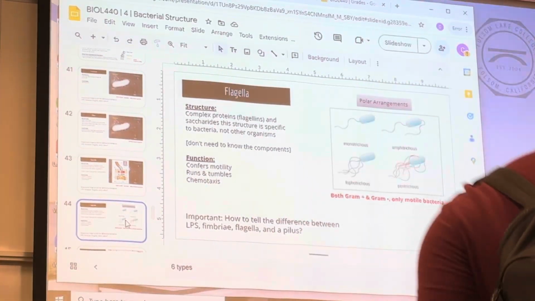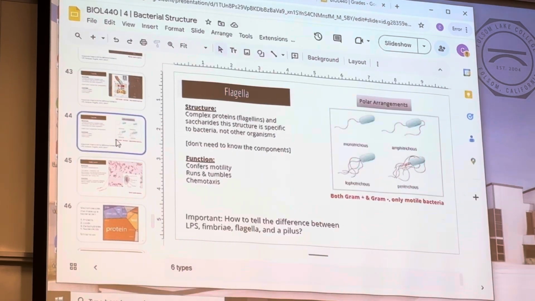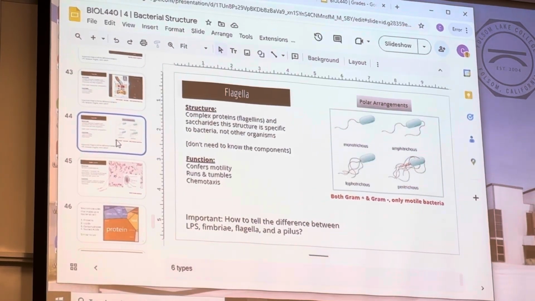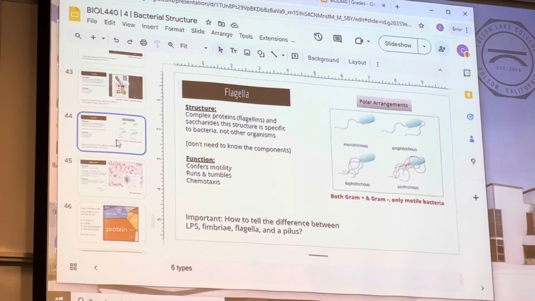I don't want to say that I'm not going to ask you that, but just know that some have it and some don't. But the characteristics that you do need to know that are specific to gram-negative are the outer membrane lipopolysaccharides, because that's what qualifies the gram-negative as gram-negative. Does that make sense? Okay, awesome. And the importance of gram-negative and gram-positive is knowing how to fight it, basically. Yeah, very good point.